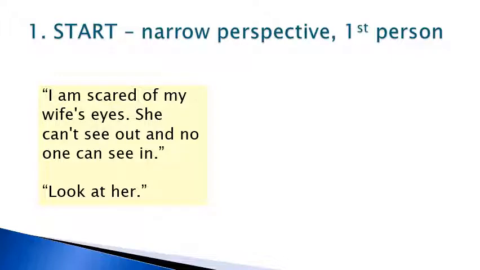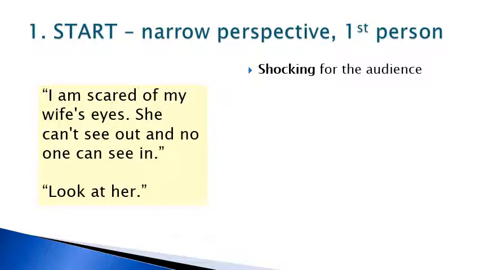So if I wanted to apply that start, middle, end philosophy, I now need to select some quotations. So I would select at the beginning the narrow perspective and the first person. I'm scared of my wife's eyes, she can't see out and no one can see in. Look at her. Now I've taken these as two quotations, and I've taken look at her as a micro quotation, a short quotation that supports the earlier quotation. I could even shorten it right down and say I'm scared of my wife's eyes is all the quotation I'm going to use. But if I want to connect to another part, I'm going to get more marks.